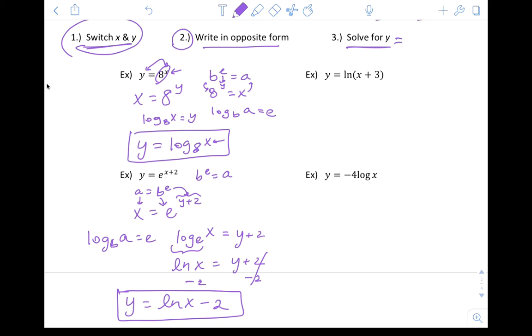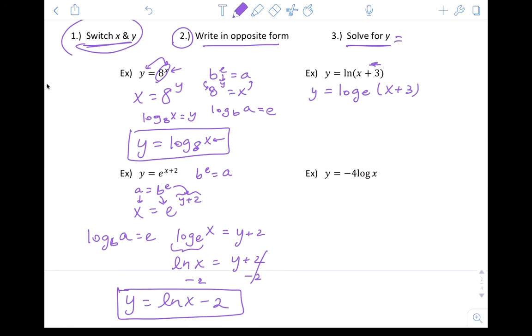Okay, last 2. Remember, natural log is log base e. This is a shift left. This is a shift down. That's inside with the x. Step 1, switch x and y. x equals log base e, in parentheses, y plus 3. That parentheses has to stay there. It's still pertaining to that plus 3. Inside now with the y.